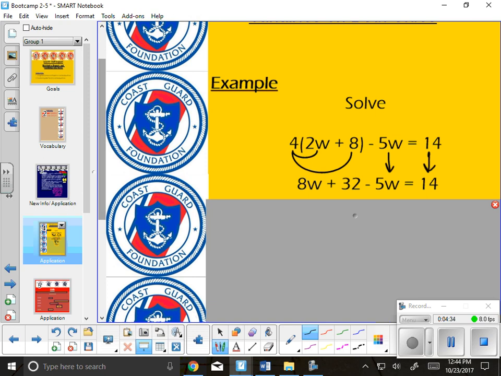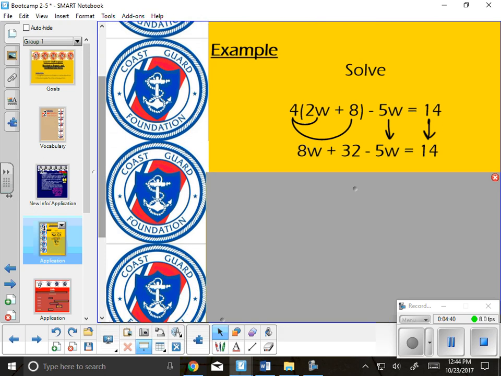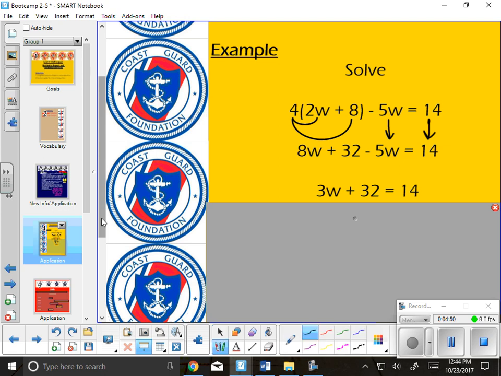Minus 5w equals 14. Now from here, remember we need to combine the like terms. So when we do that, we're going to subtract. We have 8w minus 5w, which will give us 3w. And then again, bring it down. Plus 32 equals 14.